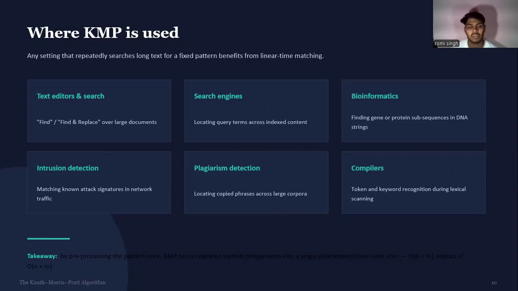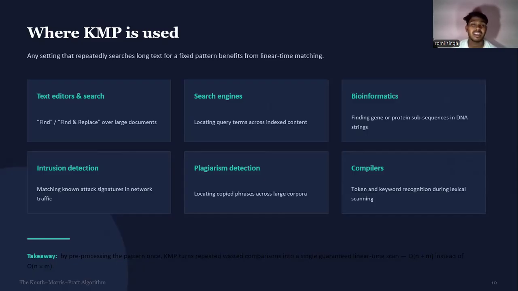Search engines: in Google search, it will show similar words to what you have been searching. Bioinformatics: finding gene or protein subsequences in DNA strings. Intrusion detection: matching known attack signatures in network traffic. Plagiarism: locating copied phrases across a large corpus.